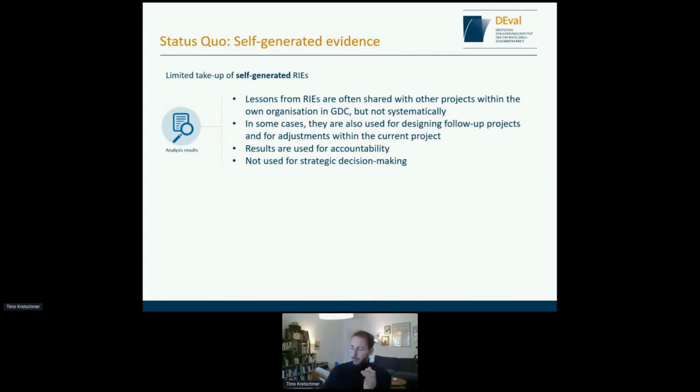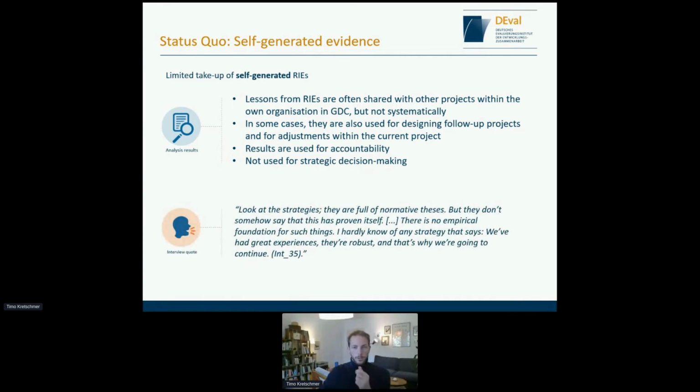And we thought we'd give you a first-hand quote on this topic of follow-up projects. This is from an interview that we conducted. "Look at the strategies. They are full of normative theses, but they don't somehow say that this has proven itself. There is no empirical foundation for such things. I hardly know of any strategy that says we've had great experiences, they are robust, and that's why we're going to continue." So just to give you this idea: it's not really strategically used when thinking about what to do and what to continue.